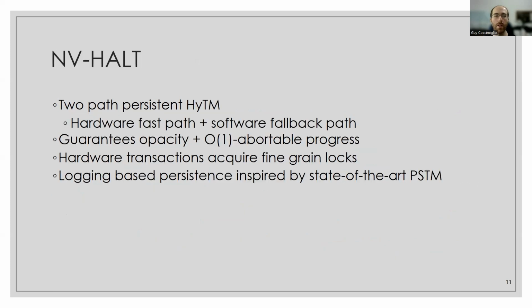All right, so now we can talk about our new persistent hybrid TM, Nv-Halt. Nv-Halt is a two-path persistent hybrid TM with a hardware fast path and a software fallback path. It guarantees opacity, and it is O(1) abortable progressive. We have both an O(1) abortable weak progressive implementation and an O(1) abortable strong progressive implementation, and we'll talk about both. Our hardware transactions are primarily used to acquire fine-grained logs. And our persistent mechanism here is a logging-based approach that is inspired by the state-of-the-art persistent software TM.